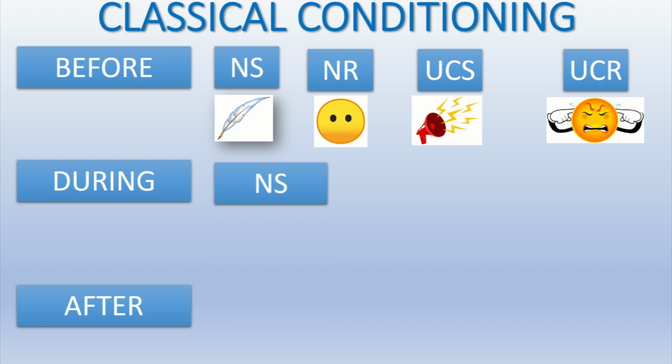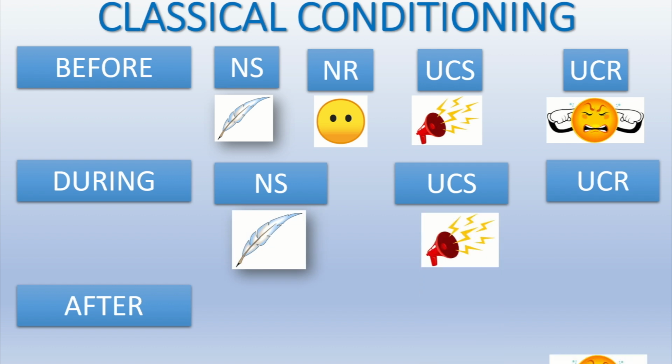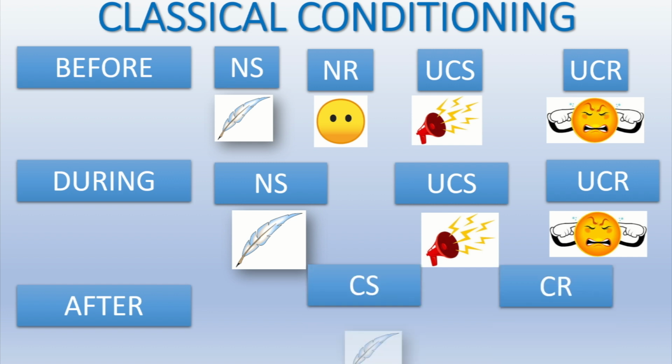During conditioning, you put the feather with the loud noise, and that produces fear. So you do that maybe once or twice, a couple of times, and then afterwards, the feather on its own, without the loud bang, now becomes the conditioned response. So if you have a look there, you can see the feather on its own produces the conditioned response of fear. Okay, so feel free to pause the video, just try and get your head around that a little bit more, and then press play when you're ready to look at how we could apply that to smoking.